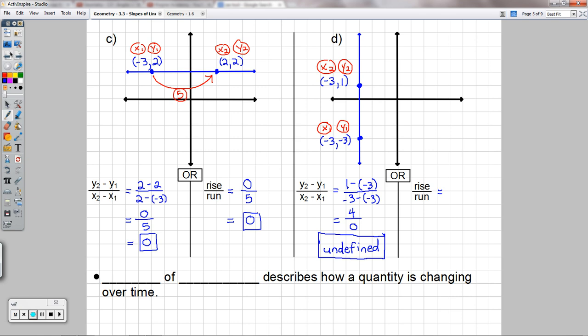Rise over run, same idea. Change in y over change in x. So we are rising. If I go from this point to this point, it'd be a rise of 4. And then the run, I'm not going left or right at all. That'd be a run of 0. So I could put a 4 right there, and the same thing happens. So 4 over 0. What is that? I don't know what that is. That's undefined. Can't divide a number by 0.